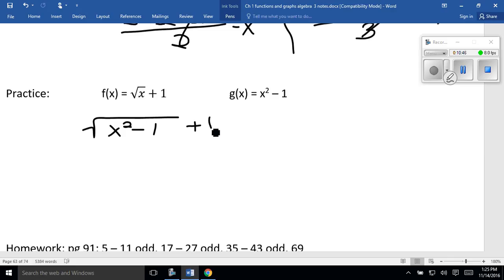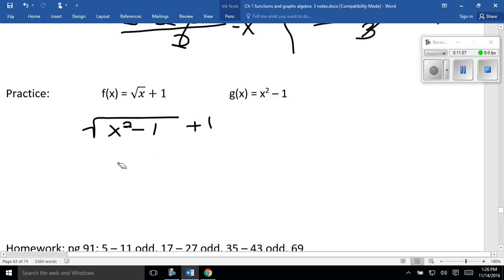What do you think I want you to do here that I think you're going to mess up on? Most of you, I've been seeing this a lot. You take the square root of x squared, you say, hey, that's x, and then you take the square root of 1, and that's 1. Can you do that? No. Why? Because you cannot distribute through.